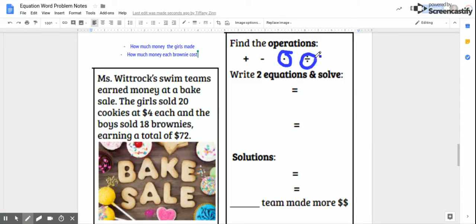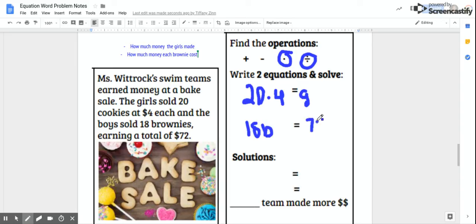So for our two equations, since one is multiplying and one is division, you're going to have the inverse of both. For the girls, we know that theirs isn't technically an equation because we just know that 20 times 4 is how much money they made. We're just going to use a G for girls. And then for the other equation, we have to figure out how much each brownie costs. So 18, let's use B for brownie, 18 times B equals 72.